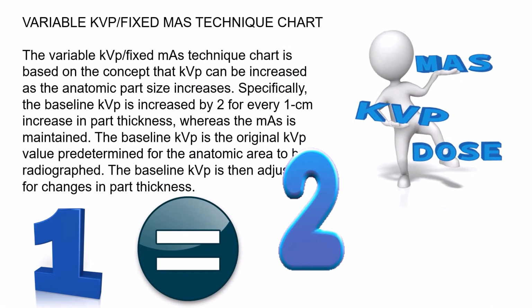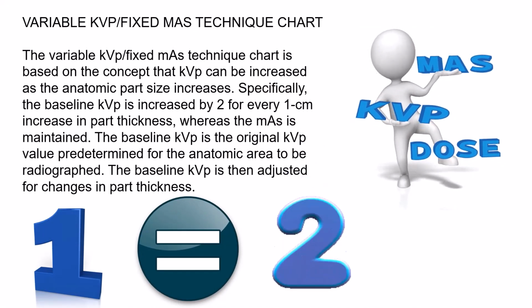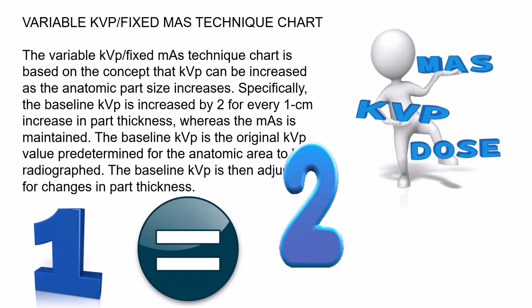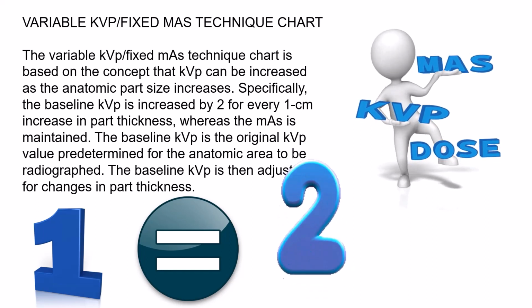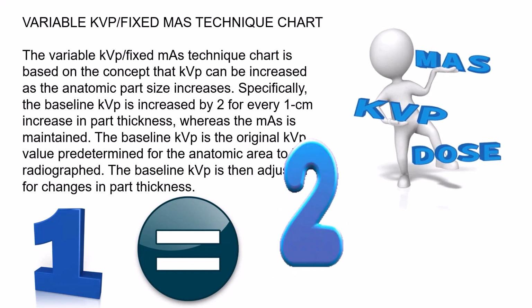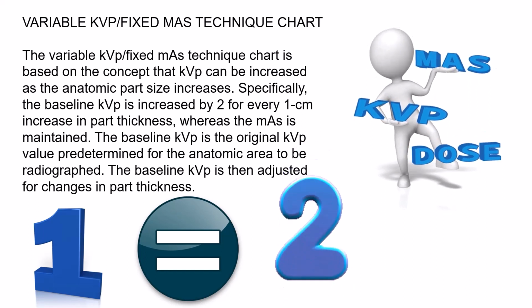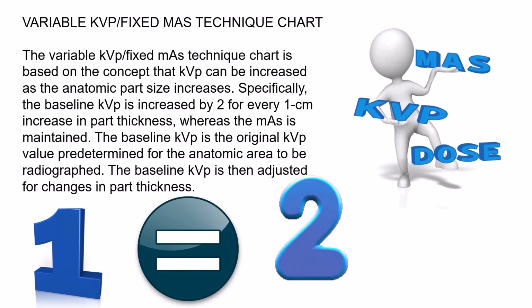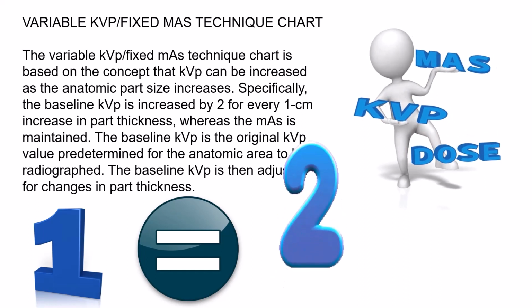Now let's look at a fixed technique chart that is manual. It's called a variable kVp fixed mAs technique chart. And what this is, the mAs is fixed and the kVp varies as the size of the anatomy increases. Specifically, the baseline kVp is increased by 2 for every 1 centimeter in part thickness increase, whereas the mAs is maintained.